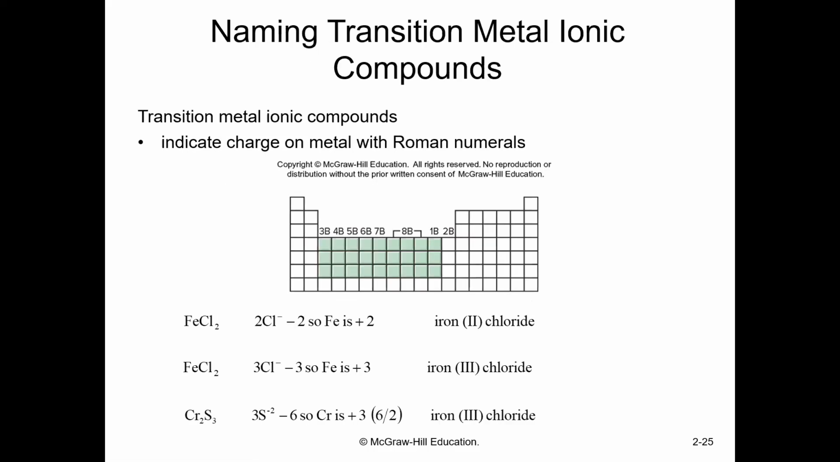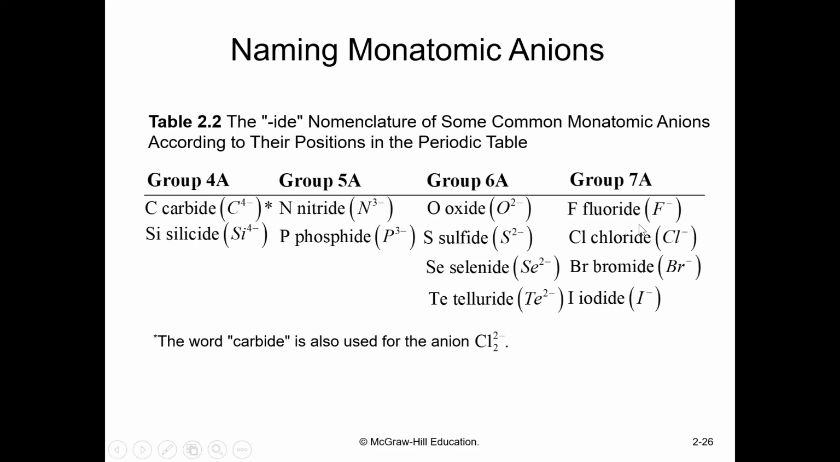Sometimes we have to use those Roman numerals because we know iron can be 2 or 3. So I have to give you iron(II) chloride, or I have to give you iron(III) chloride. For sure, I will be using Roman numerals where they need to. You're going to see nitride. Some of these you're going to see more often than others. The group 7A, you already know all those. The group 6A, those are in the column, so they're going to be the same.